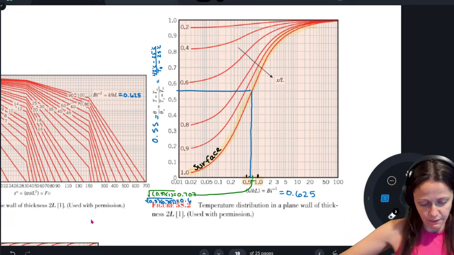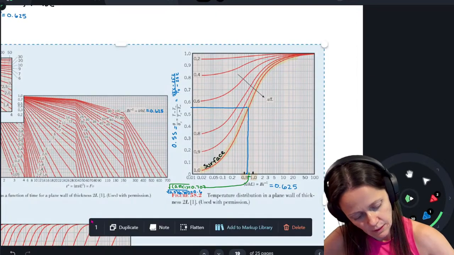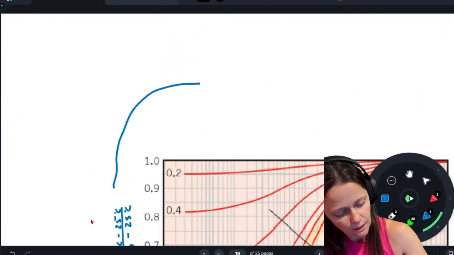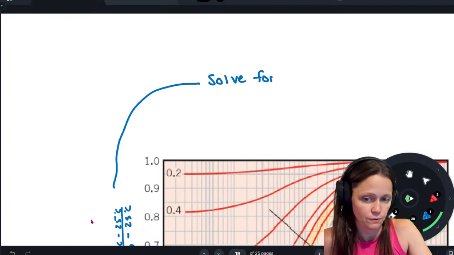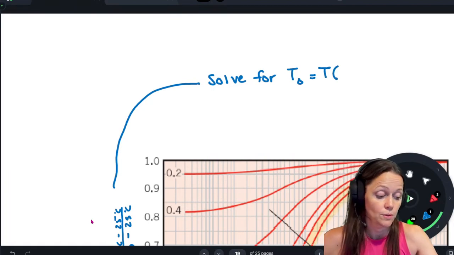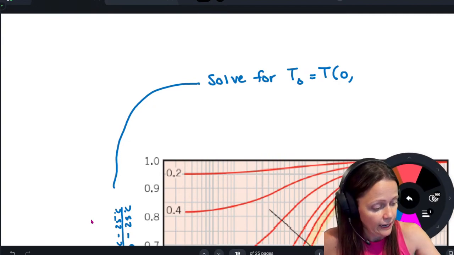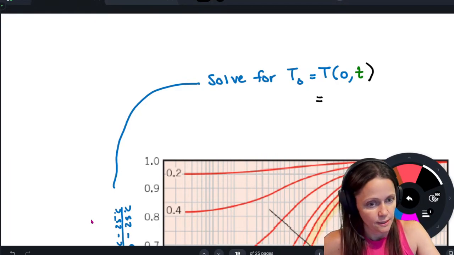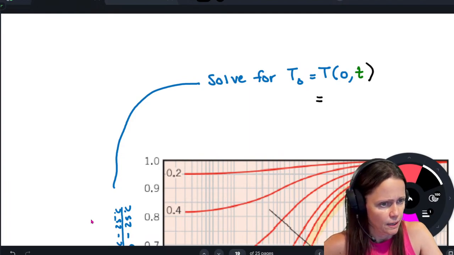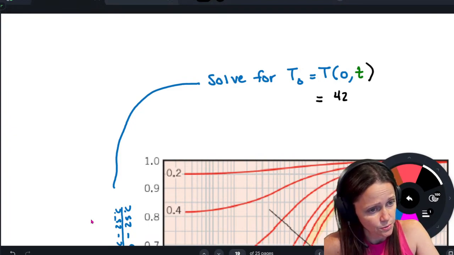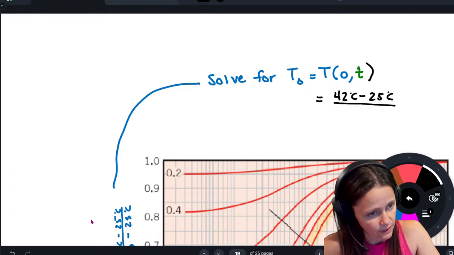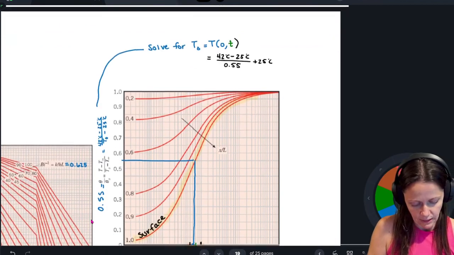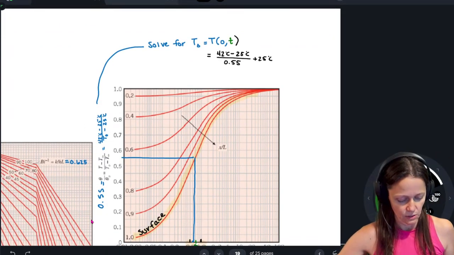So if that's 0.55, then I should be able to solve for T naught. So that's what I'm going to do. T naught is equal to the temperature at x equals zero, whatever the time is when the surface temperature is 42 degrees Celsius. So this is going to be 42 degrees minus 25 degrees Celsius, divided by 0.55, plus the 25 degrees Celsius, right? So I took this guy and equated it to this guy and solved for T naught.